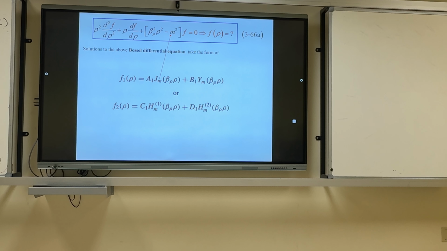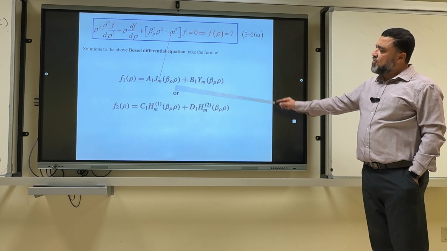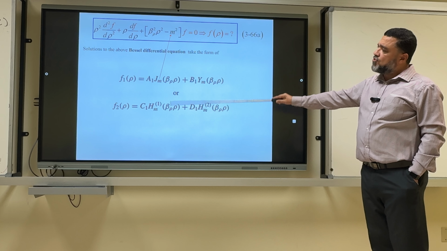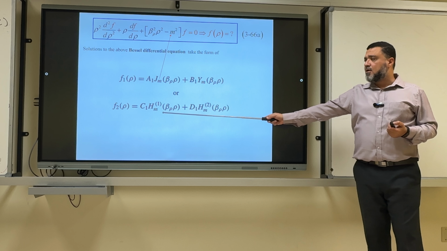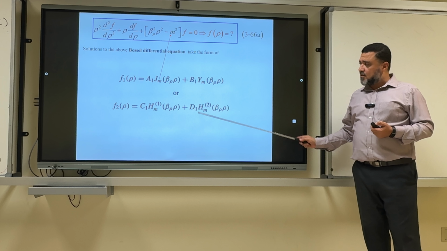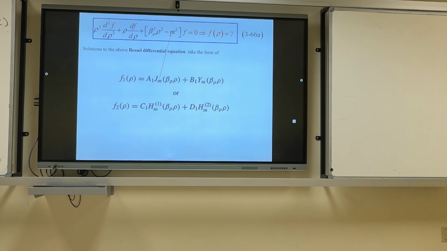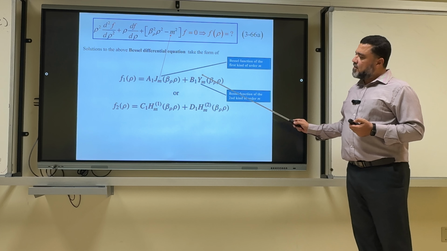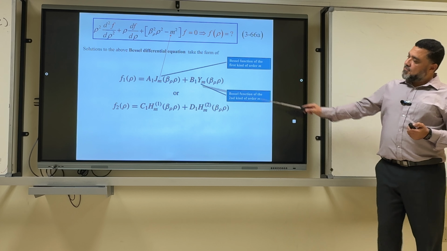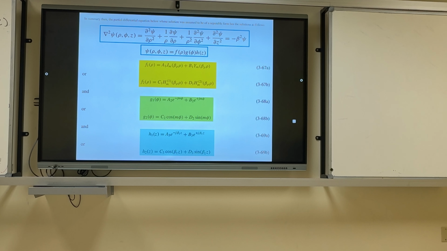For f, we have no solution but to use the Bessel differential equation. And in fact, I will have two solutions, one based on the Bessel function, first kind, second kind, the other based on the Hankel function, first kind, second kind. What is the difference between these two? The difference is the behavior of the function. So this one will represent a standing wave. This one will be a traveling wave. This is the nature of these functions.